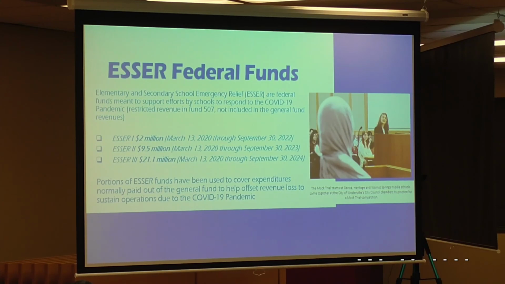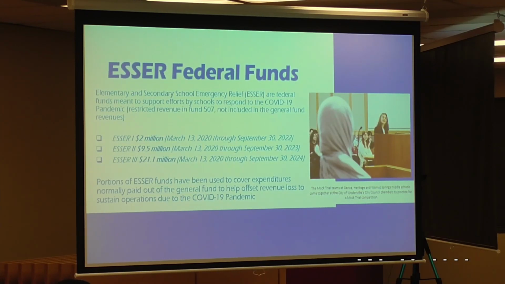These funds have to be obligated by June 30th and fully expended by September 30th of 2024, which is the next calendar year, but the current school year. ESSER funds are one-time funding that were provided to help with the cost of the impact of the COVID-19 pandemic. They're not part of the general fund, but we used the ESSER funds to cover expenditures that were normally paid out of the general fund. Because these were one-time costs, we didn't want to add programs with one-time funding, and so that's how the district worked that out.